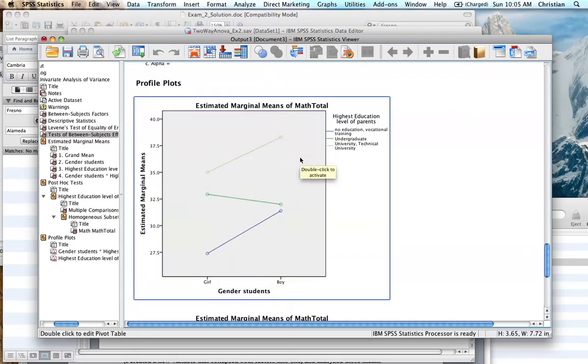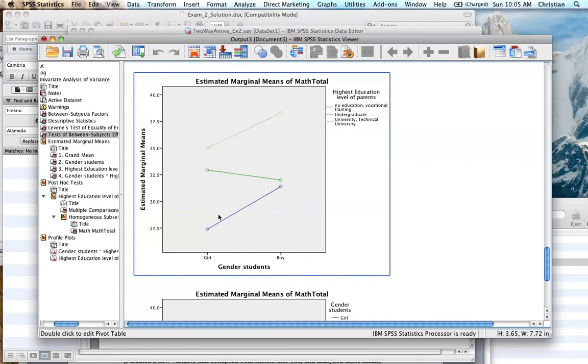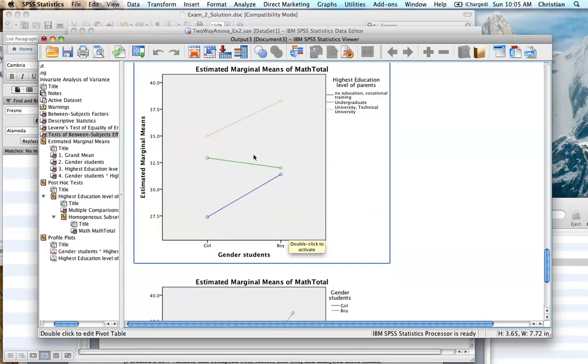Now we move on to our plots. These are fantastic to get an overall impression. You could actually look at the graphs right away. So you see here the girls in the no education group are the lowest, then the undergraduates are in the middle, and the difference to the university is smallest. And if we go over to the boys, we see actually the no education are not quite as low. They're almost the same as the undergraduates. And then we see the university is way up here, way higher.